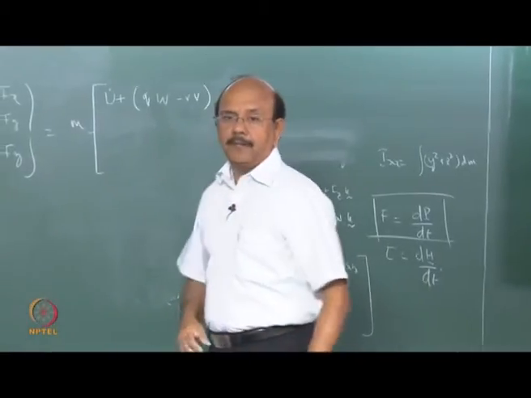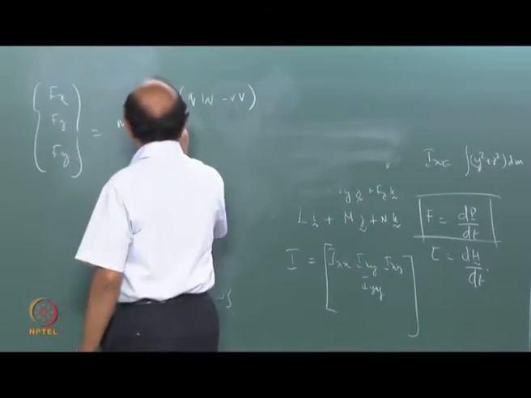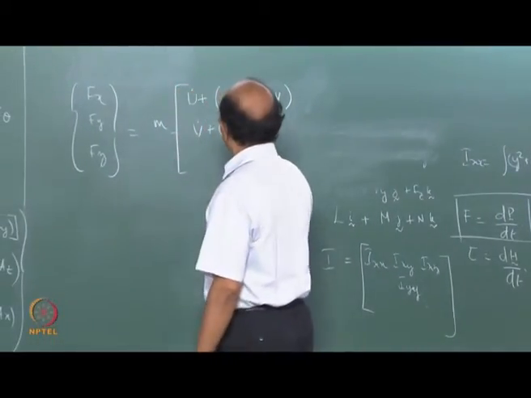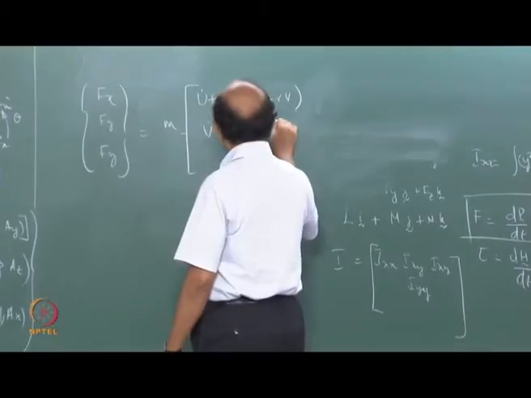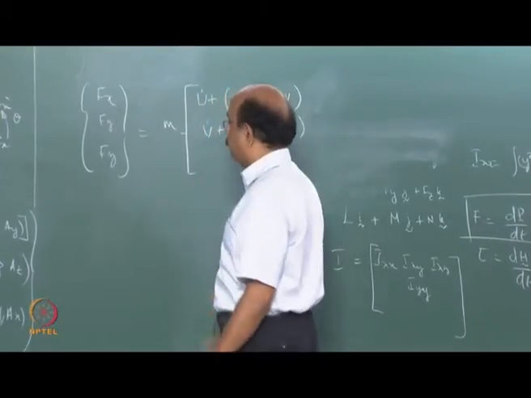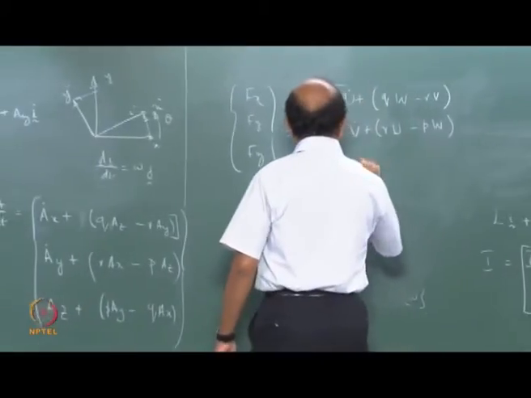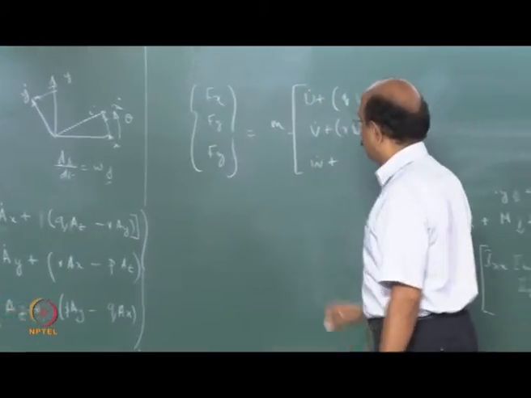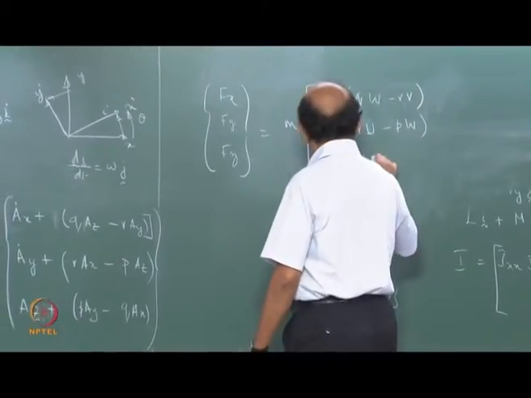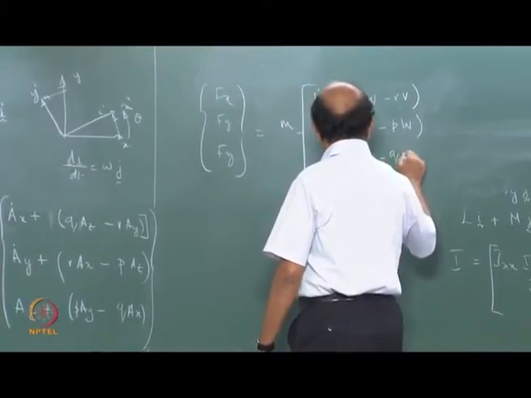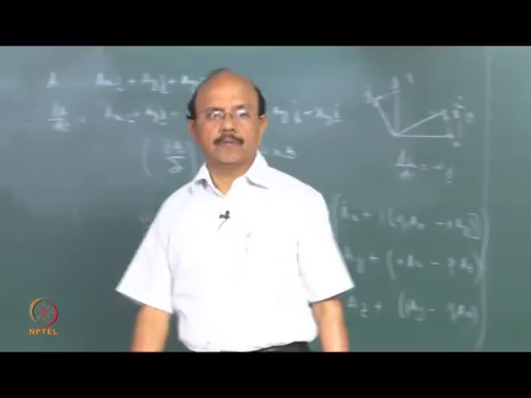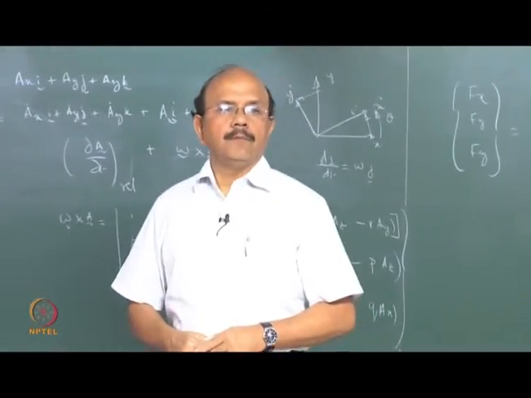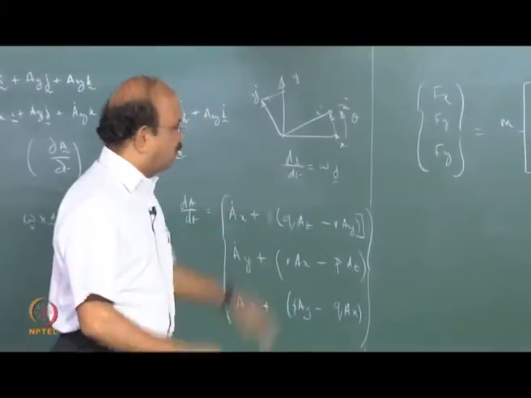Okay. Write down the rest of it. V dot plus R into U minus P W, and W dot plus P V minus Q. Right? Okay, so that's the first set of equations.